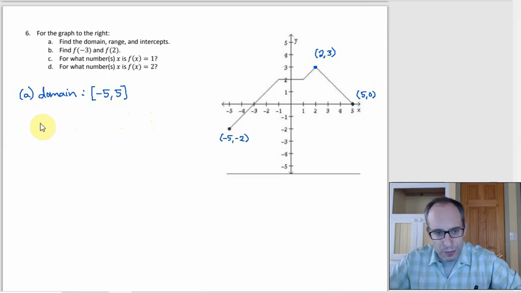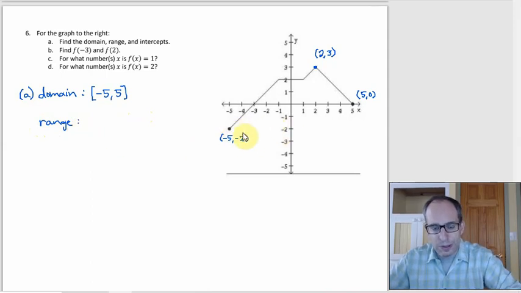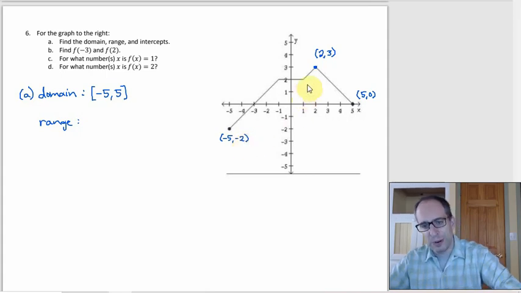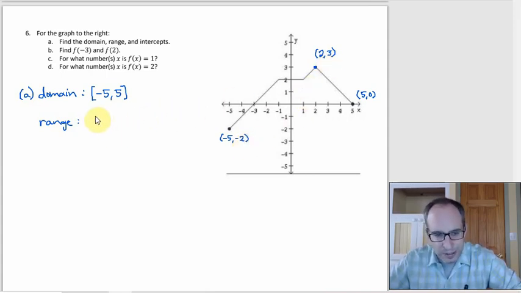And then for the range, the lowest point's there, the highest point's there. So the y values: down here, the y value is -2. Up here, it's +3. So it looks like we've got -2 up to +3.